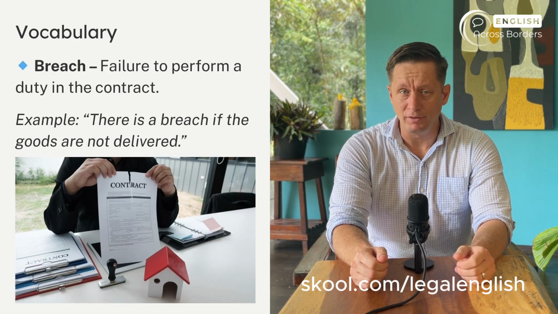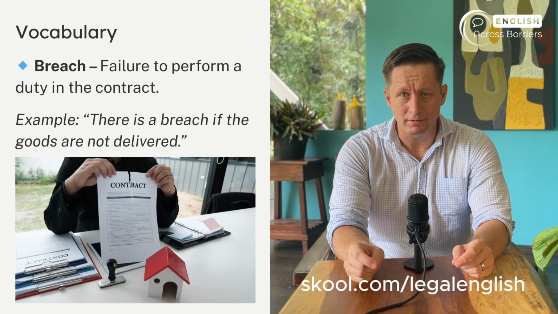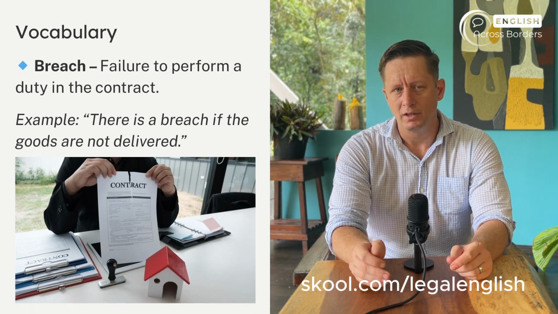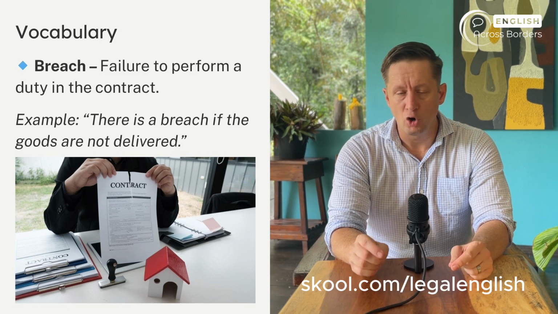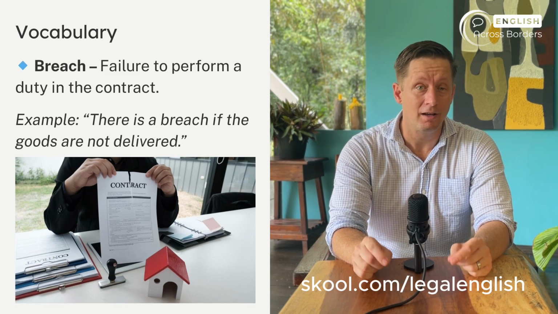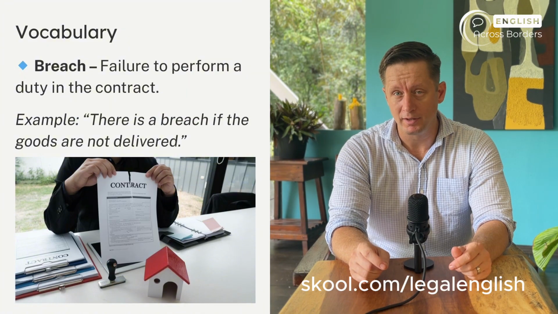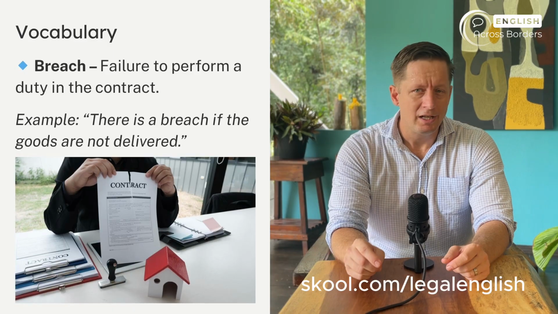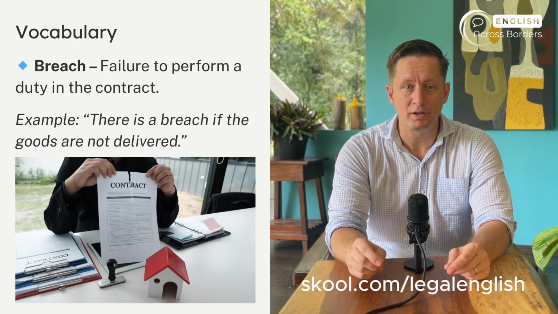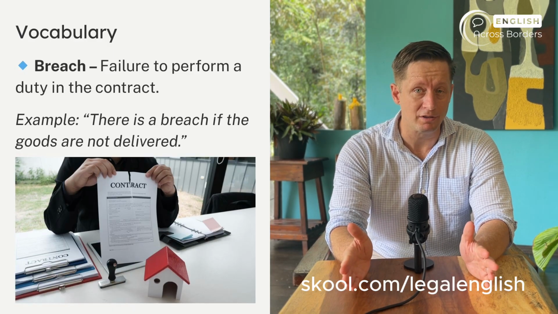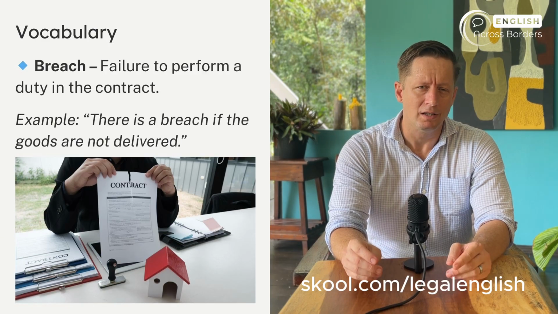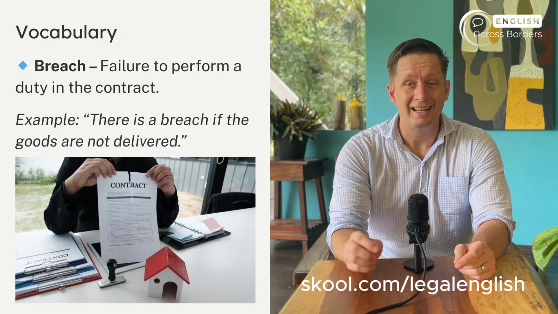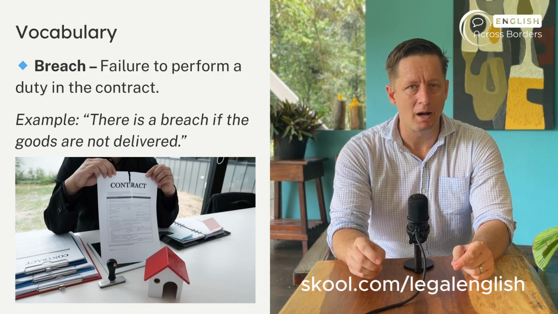A breach happens when a duty is not respected. For example, there is a breach if the goods are not delivered. Let's look at an example. A rental contract says the tenant must pay on the first of the month. If the tenant pays on the 15th, there is a breach. In business, breaches are serious because they lead to penalties or damages. A lawyer might explain, if you don't perform your duties, there is a breach of contract, and the other party can claim compensation.